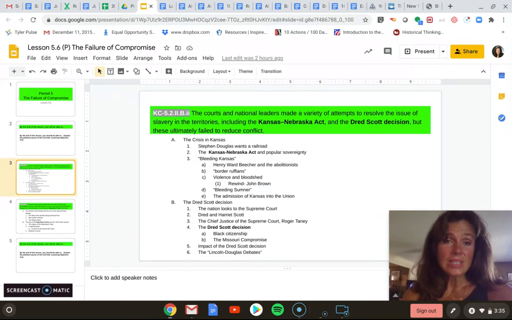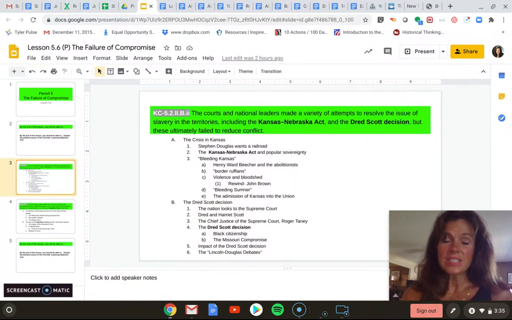The Dred Scott decision also completely nulls and voids the Missouri Compromise, stating that you can take your slaves anywhere that you want to. Therefore, they never could have passed a law like that to begin with. So the impact of the Dred Scott decision, it does not settle the issue of slavery. In fact, it only fans the flames of greater discontent.